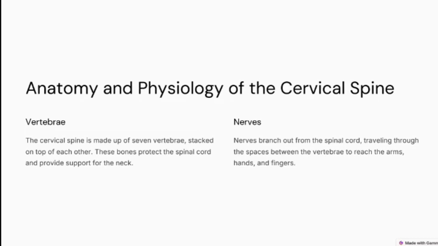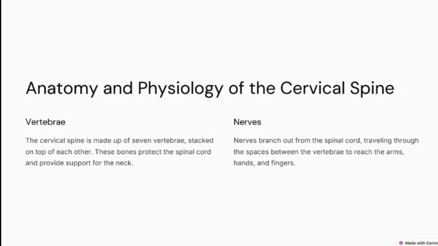So the cervical spine consists of 7 cervical vertebrae, C1 to C7. Between each bone we have intervertebral discs and the spinal nerves. Each cervical nerve exits through specific foramina to innervate different areas of the arm and neck. So the most commonly affected levels in radiculopathy are C5, C6 and C6, C7.